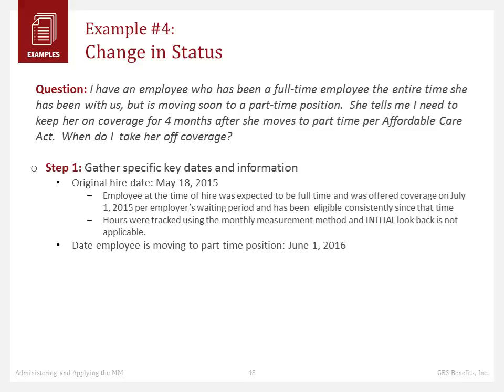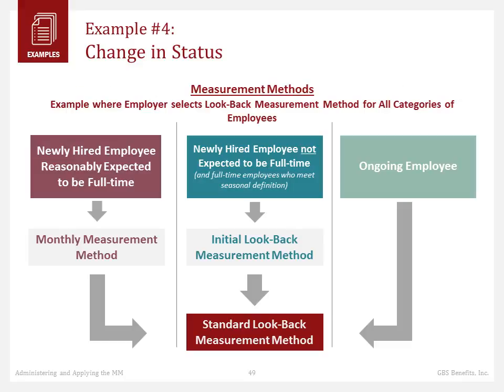And the initial look back is not applicable, so we don't have to figure out what the initial is. For this employee, we're going to look at the monthly measurement method and then the standard. The date the employee is moving to part-time position is June 1st. And again, I've already said this, but the newly hired employee is reasonably expected to be full-time, so they get put in the purple bucket.